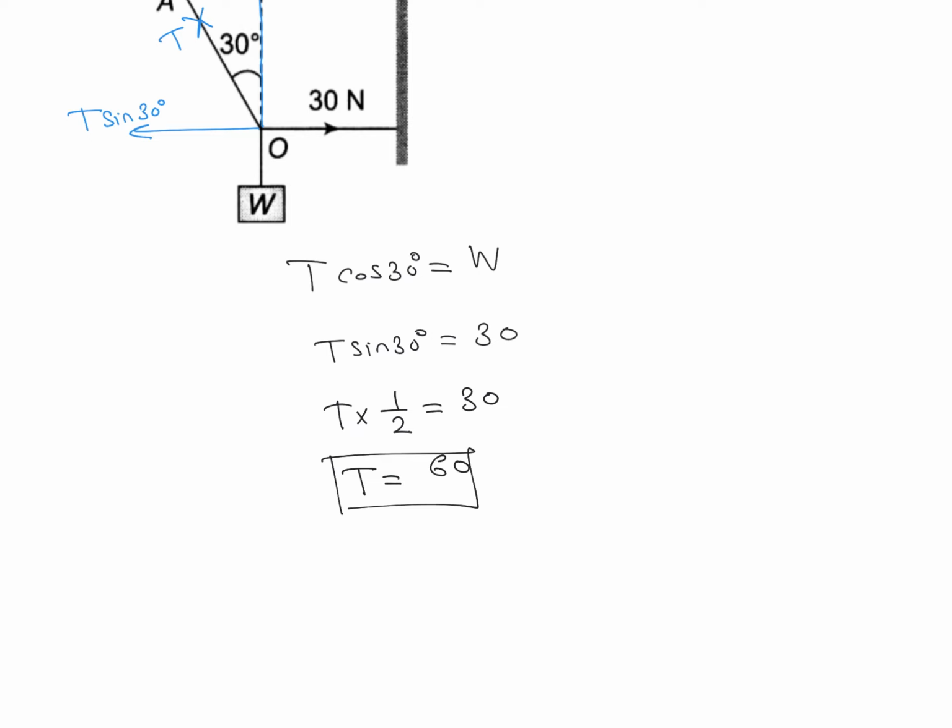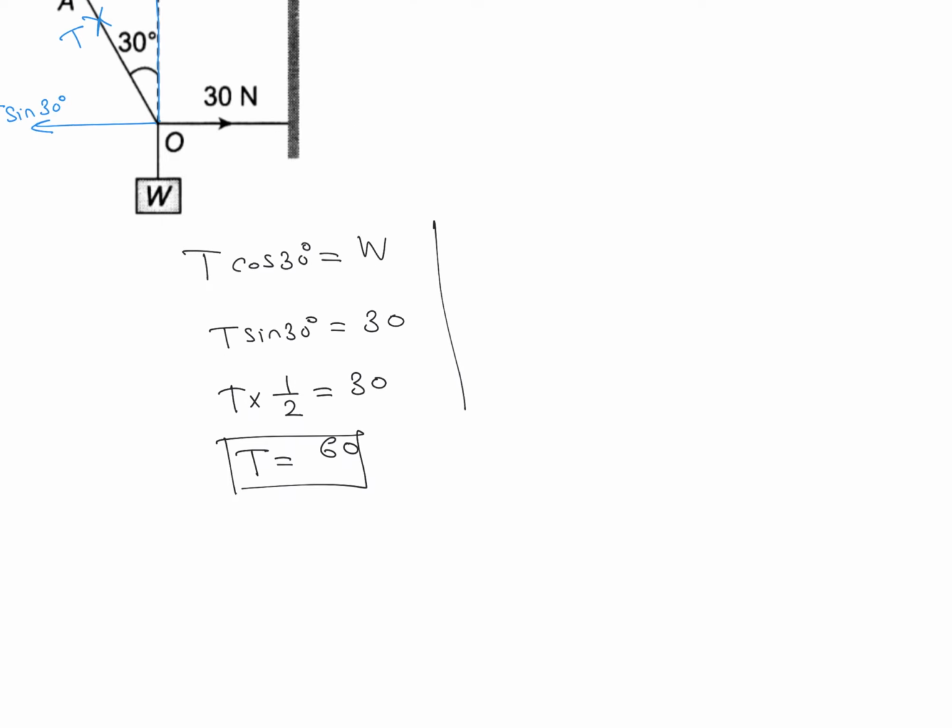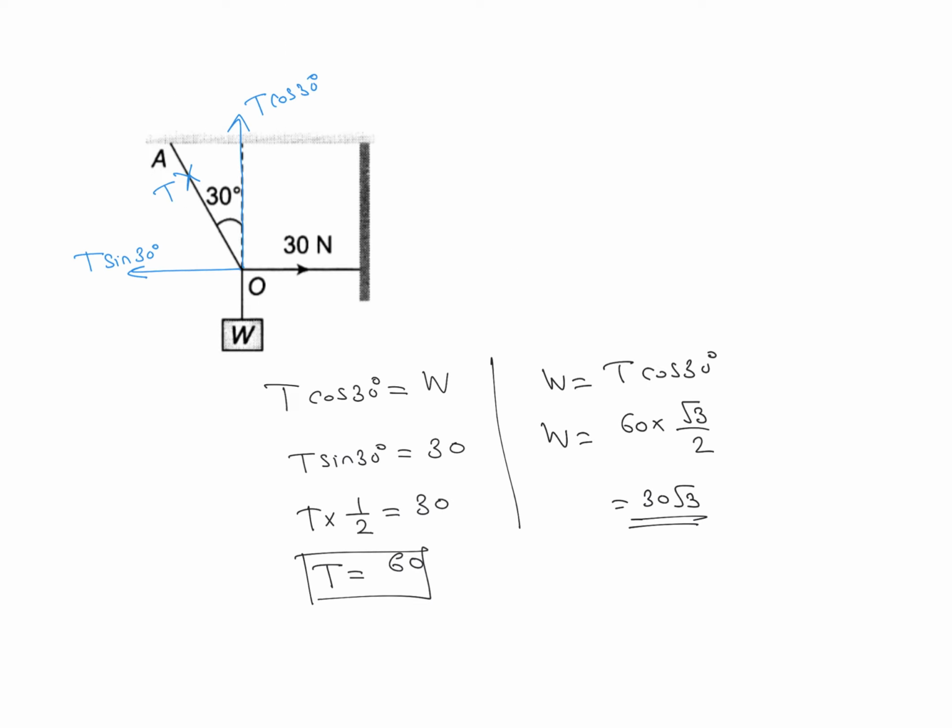Similarly, if we put this value of T, then we can find the value of W, as W is equal to T cos 30 from the first equation. So W is equal to the value of T, which we got as 60, that is 60 into cos 30, which is root 3 divided by 2. So we'll get 30 root 3. So the value of T is going to be 60 and W is going to be 30 root 3.